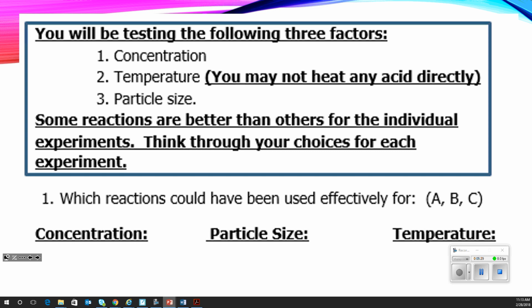So when we get done, you and your partner are going to decide which one of these are we going to do for concentration? Which one are we going to do for particle size? Which one are we going to do for temperature? Because you got to use each one of these experiments. You can't use one experiment to test all of them.